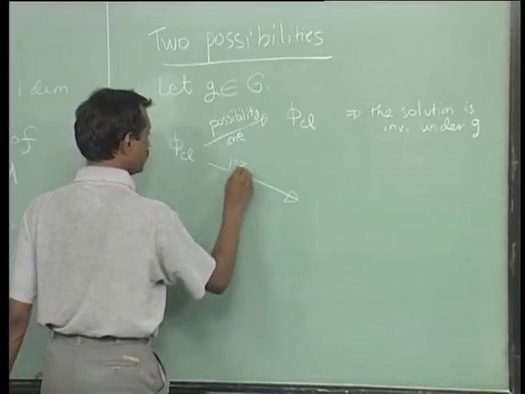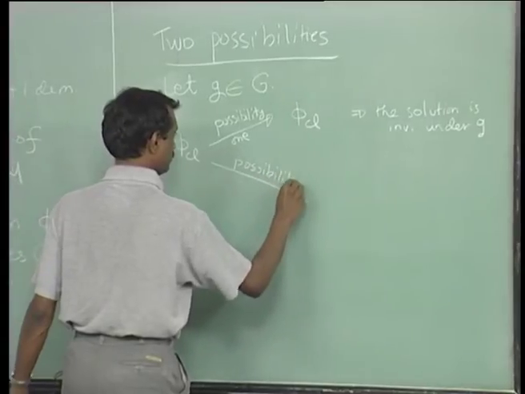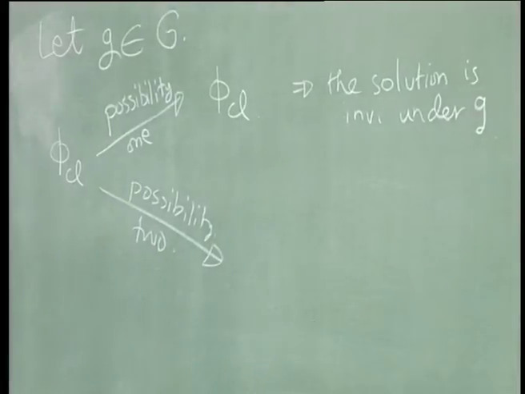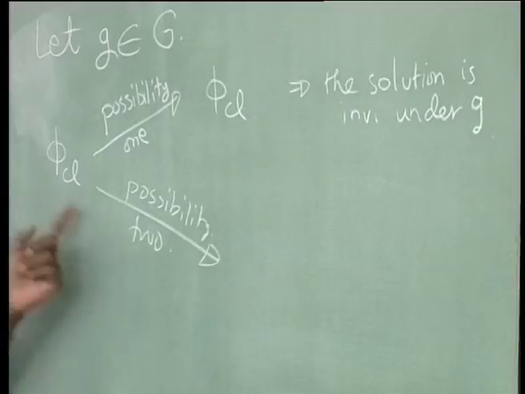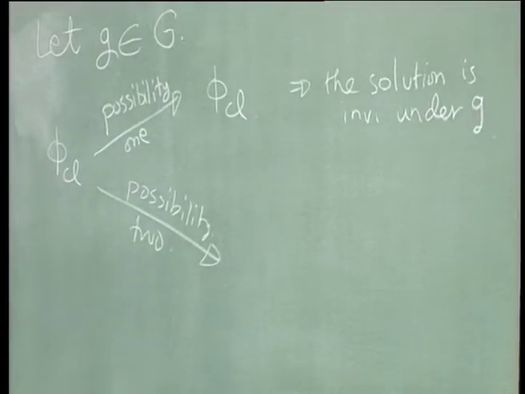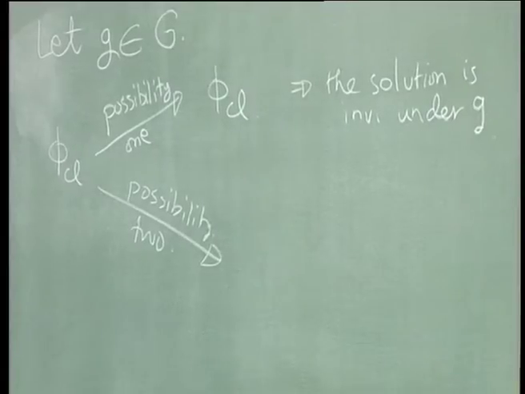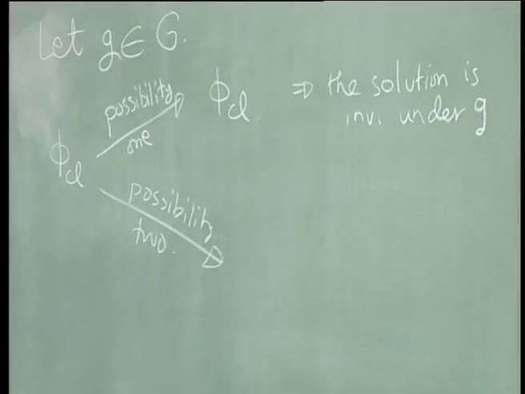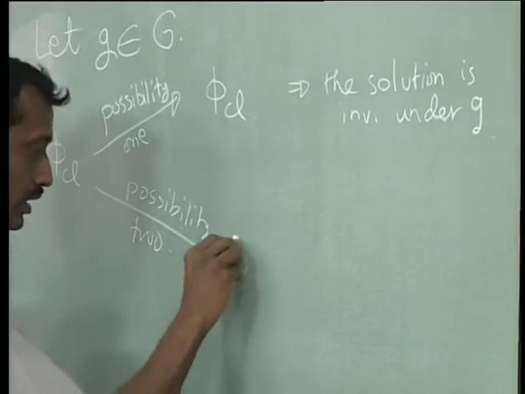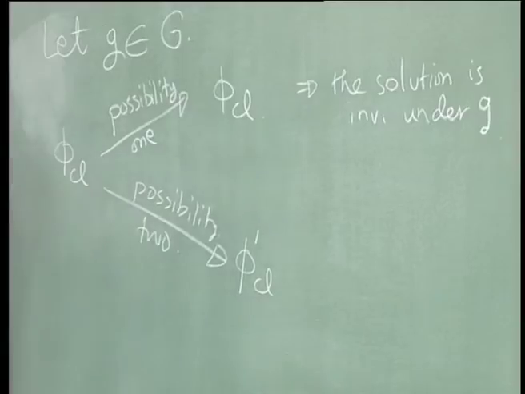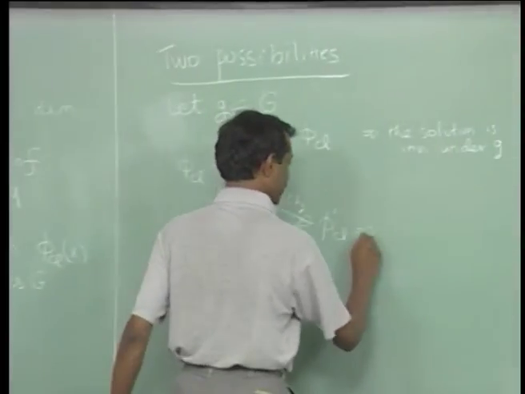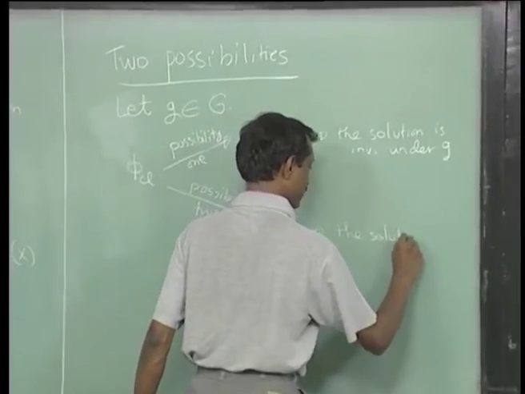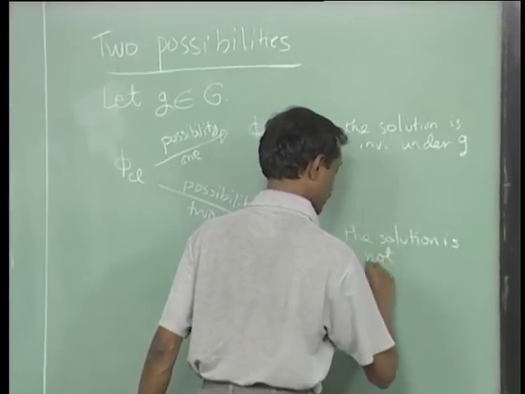So, possibility 2 is when it is not. Okay. Now, the key point here is that since it is a symmetry of the equations of motion, if it is not invariant, it has to go to another solution. Whatever the G action is, it will map solutions to solutions. Okay. So, then it goes to phi prime classical. Again, by classical I indicate that it is a solution to the classical equations of motion, the Euler Lagrange equations of motion. And this implies that the solution is not G invariant.